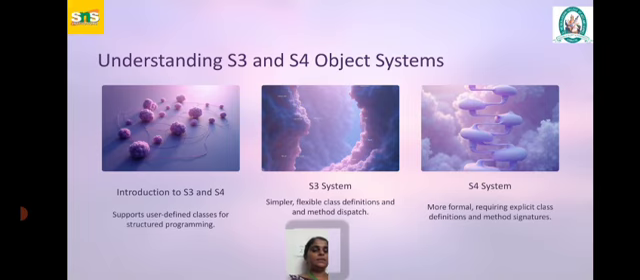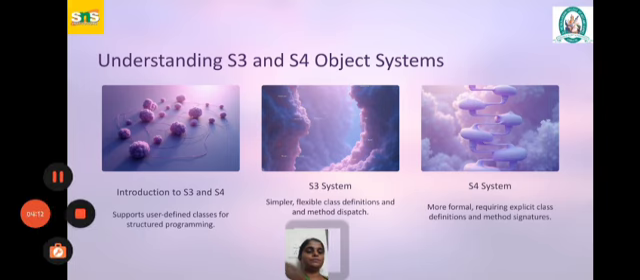So a simple comparison of S3 and S4: S3 is informal and S4 is more formal. S3 is easy to use and S4 is comparatively a bit more complex. S3 has no type checking, and S4 mainly does data type checking, that is whether it's numeric data or character data. For object creation, S3 creates an object by assigning a class, and S4 uses the new function. Method definition in S3 is based on naming, and in S4 it uses setMethod.